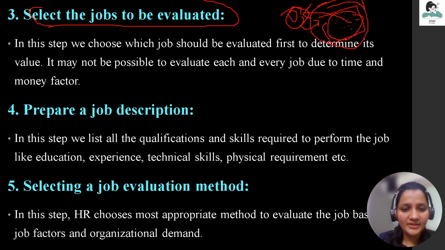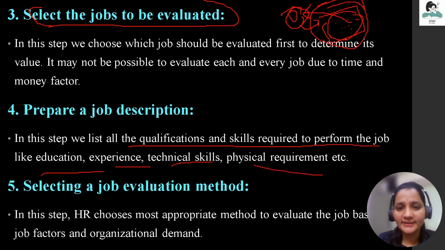Next one is prepare a job description. In this step, we list all the qualifications and skills required to perform the job, like education, experience, technical skills, physical requirements, etc. Before we start job evaluation, we must understand the job details clearly. A job description gives complete details about the jobs, like skills, duties, responsibilities, criteria, etc. We can't compare jobs until we know the job details clearly. That's why job descriptions are prepared first, so that jobs can be evaluated fairly, right?